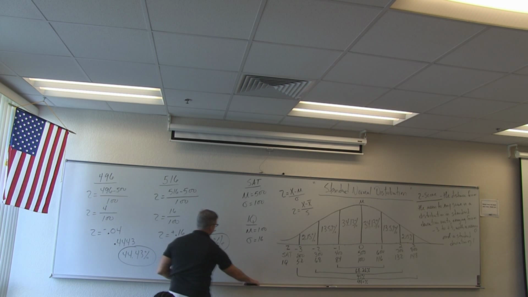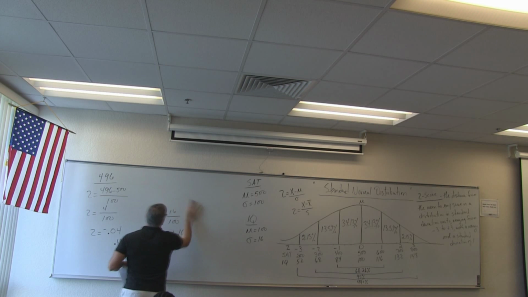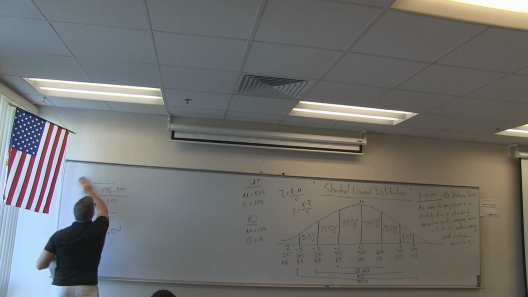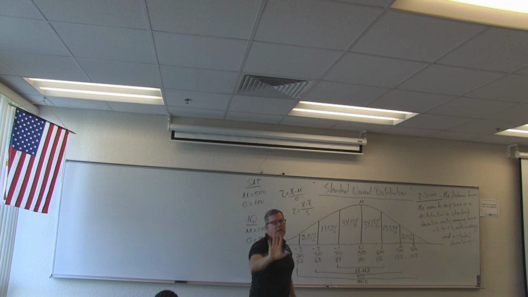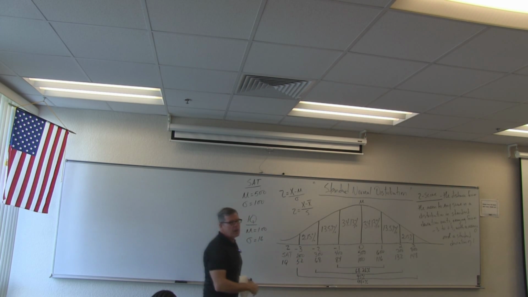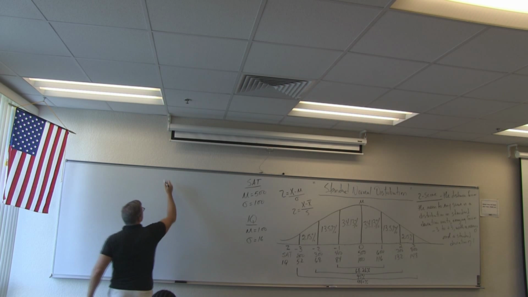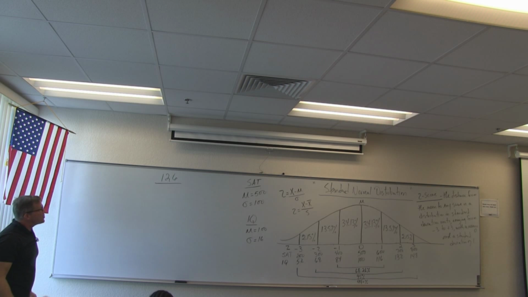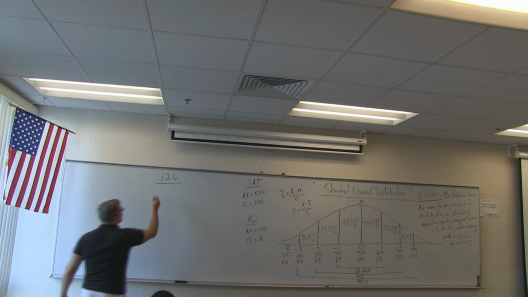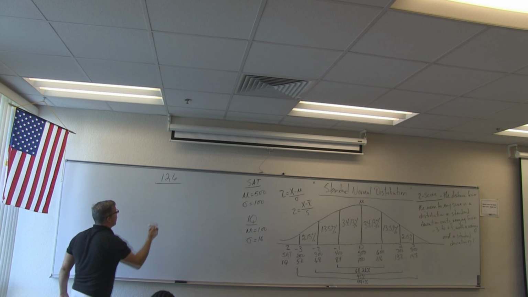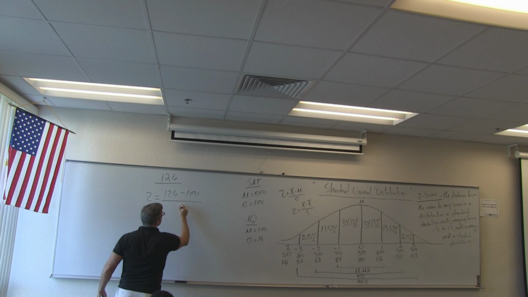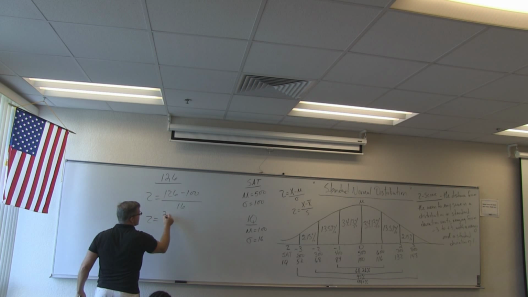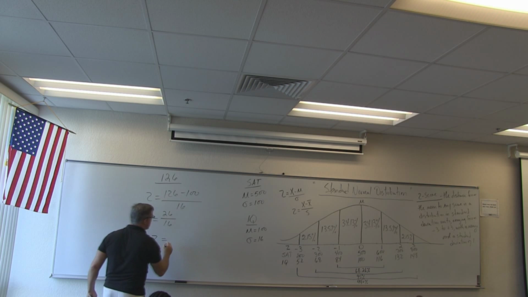Okay, let's do this again. Let's suppose we take the Wechsler IQ. Let's suppose this gentleman here takes the Wechsler IQ, and he scores a 126. What's the z-score and percentile rank? Let's take a look at it. This is how they figure it out. Z is the score, 126, minus the mean, over the standard deviation. This looks like 26 over 16, or a z of what?